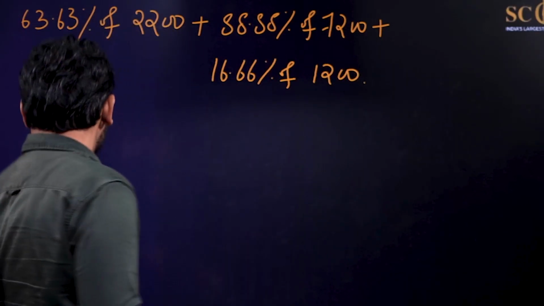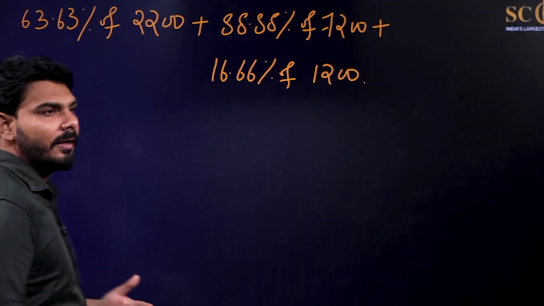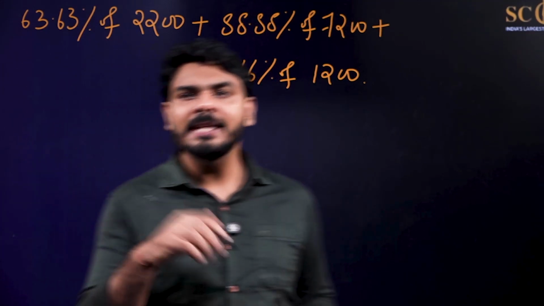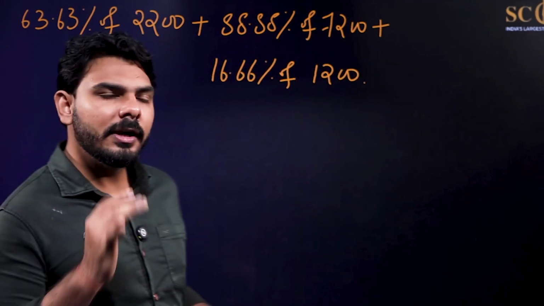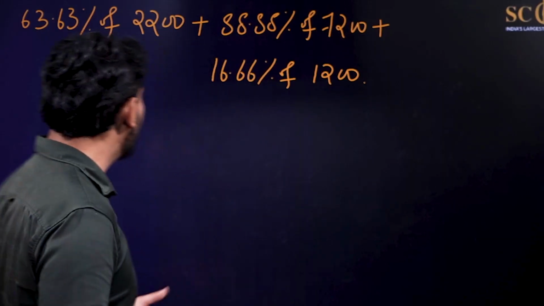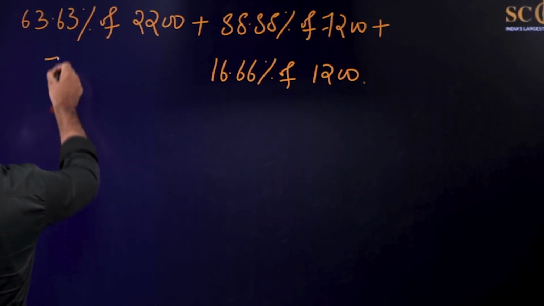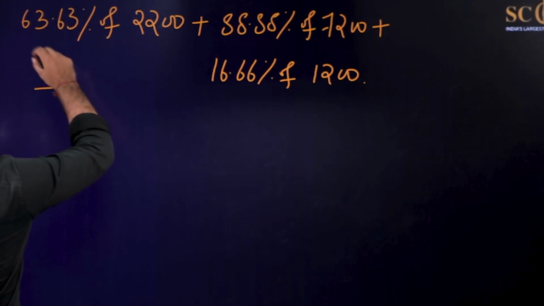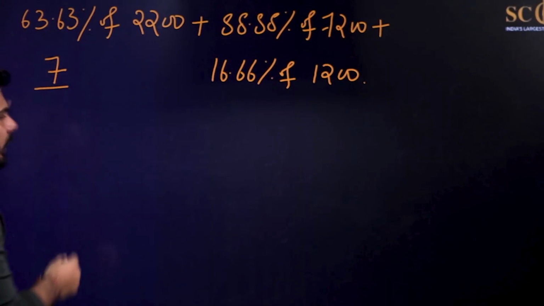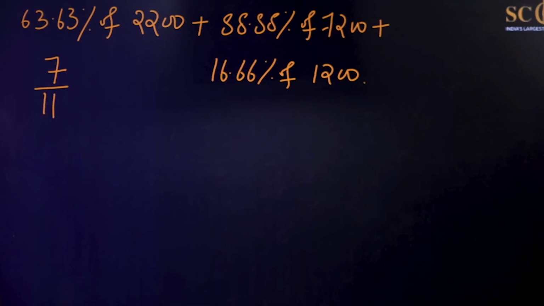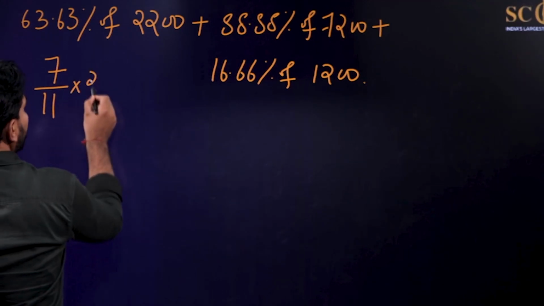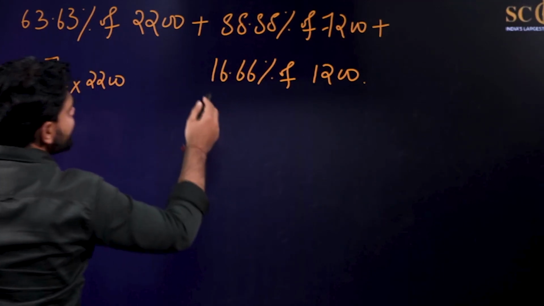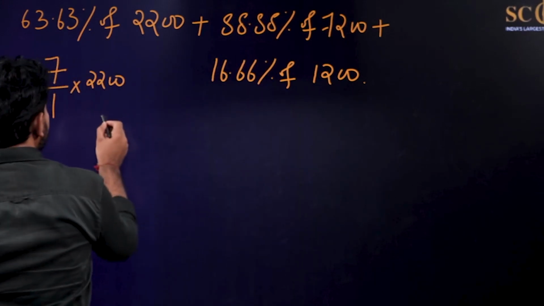Let us now solve it. So what is 63.63%? You already know that 9 sevens are 63. Okay, so now 9 and 11 are interconvertible. It is divisible by 9 and 7, so in place of 9 you will write 11 here, because I already told you that the percentage value of 63.63% is 7 by 11. So multiplied by 2200, then plus this is 88.88%.